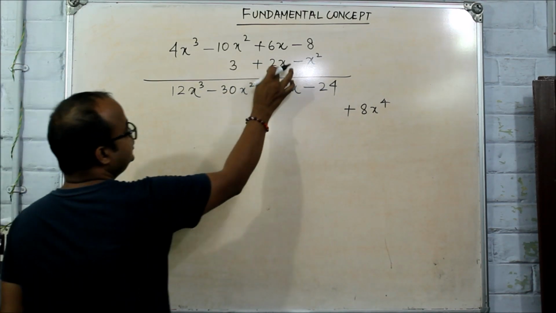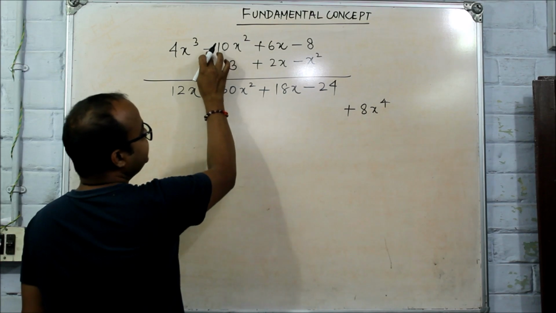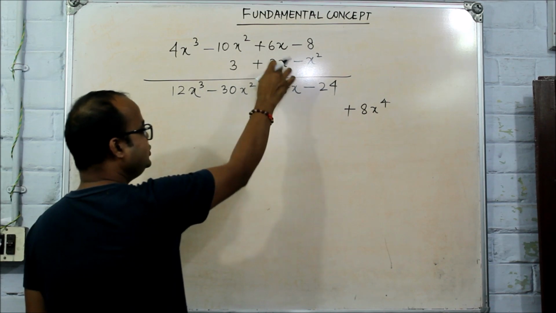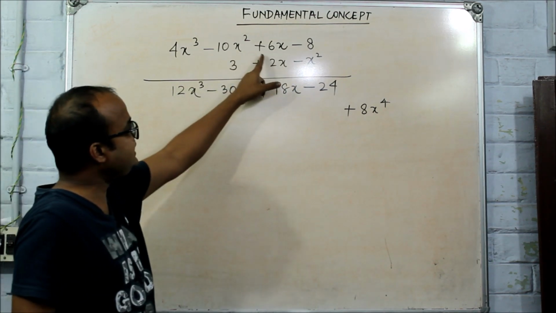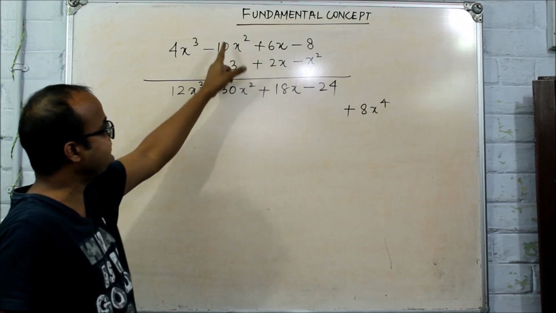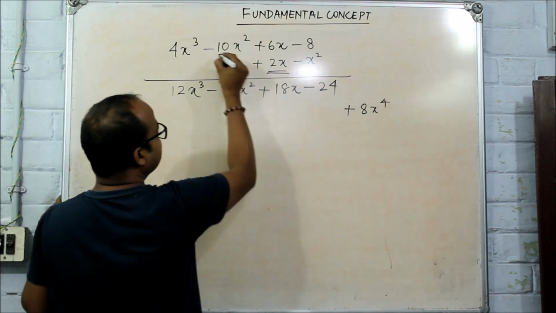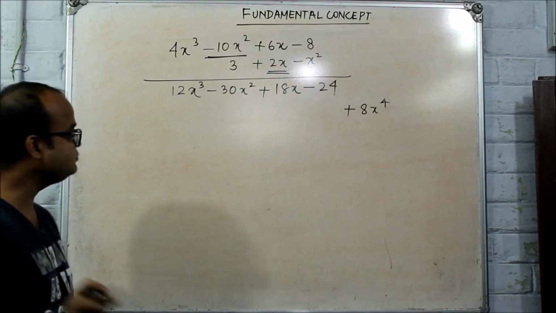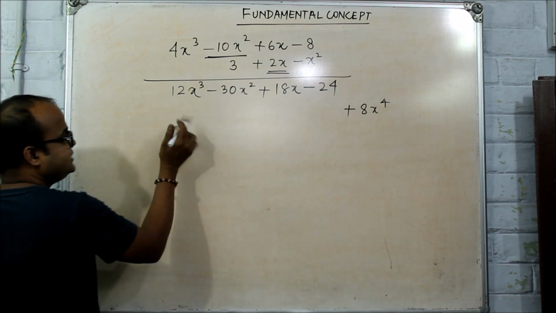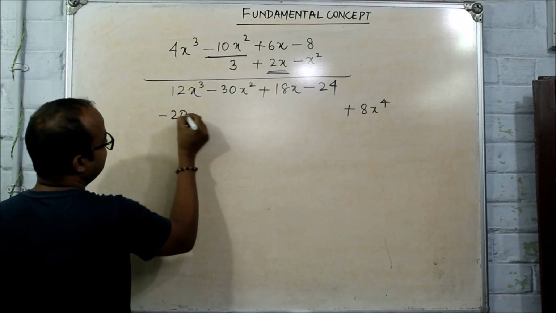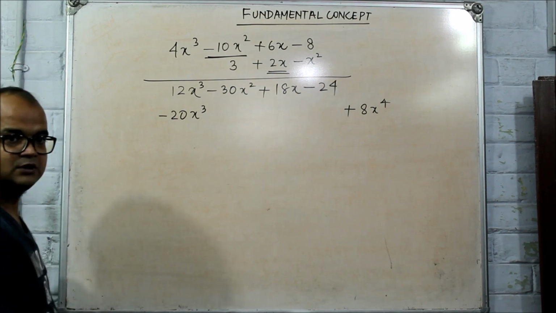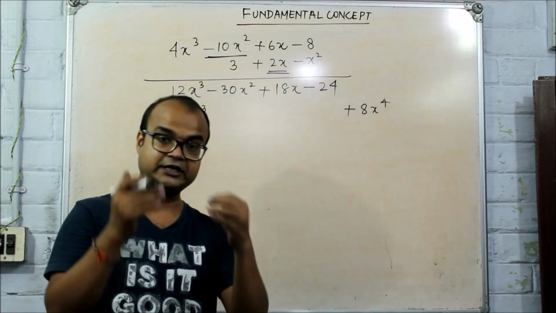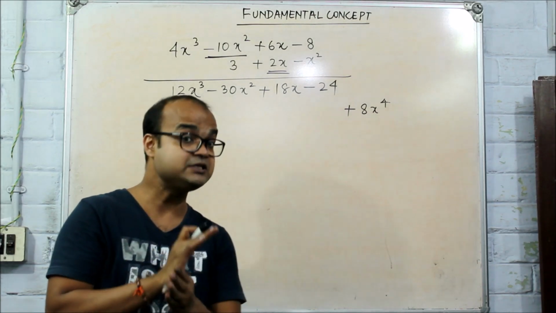Moving into the next, 2x will multiply with this minus 10 into 2, 20, x square into x, 20x cube. Once you multiply 2x with minus 10x square, you are getting minus 20x cube. x cube term is there, so we write just below this minus 20x cube. If you are getting like terms, write one after another, so that it will be easier for the simplification part.